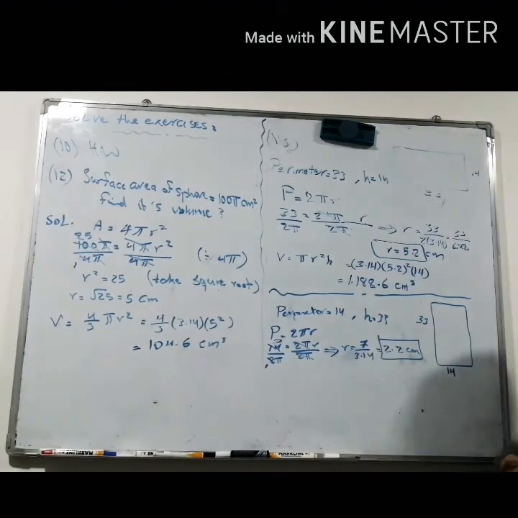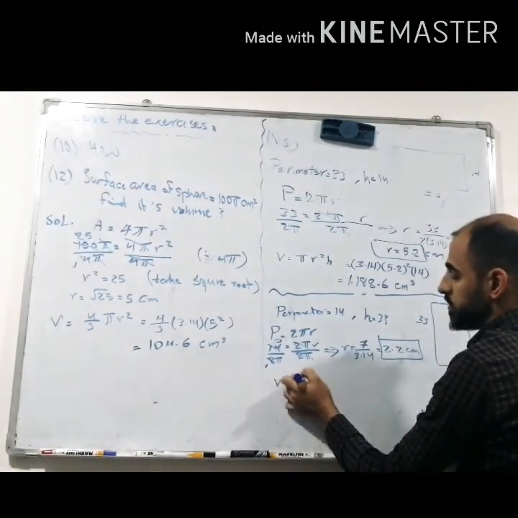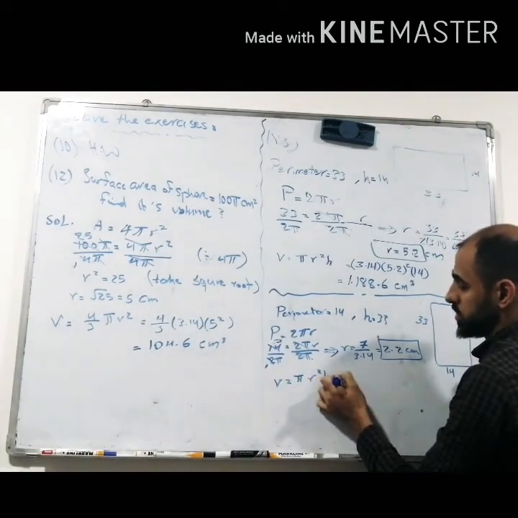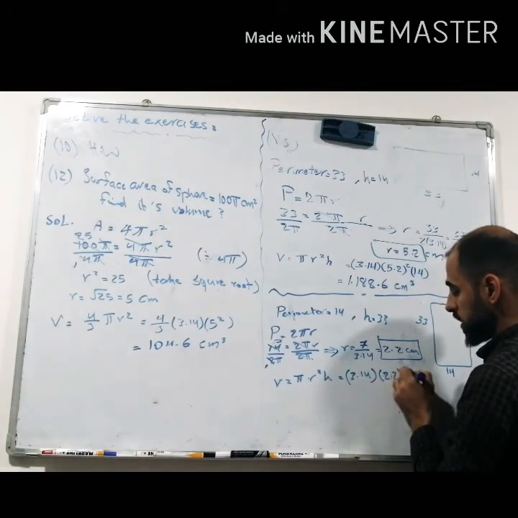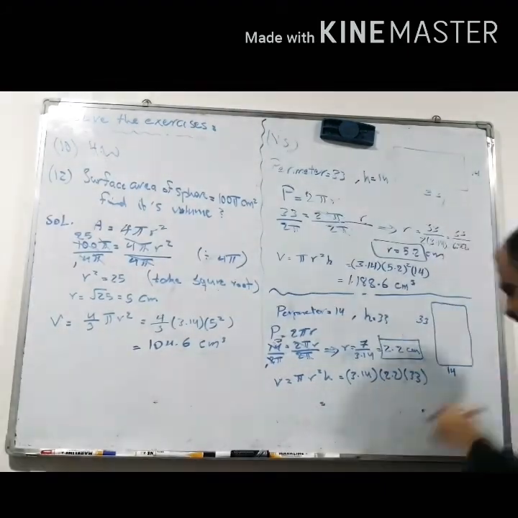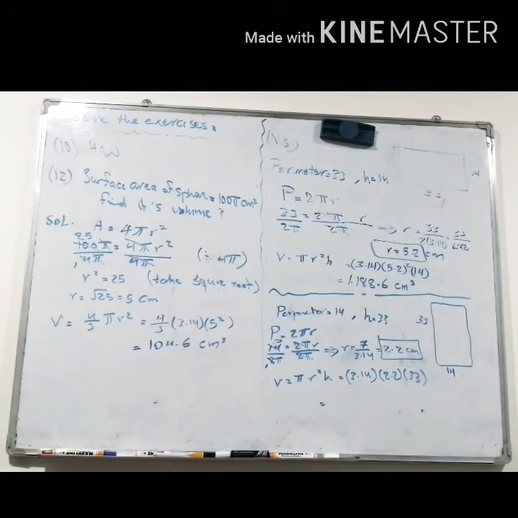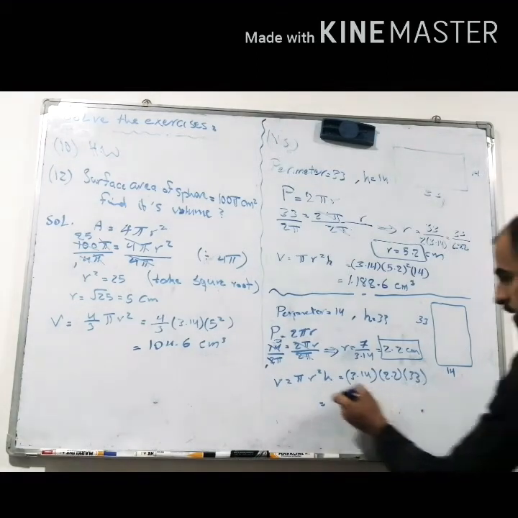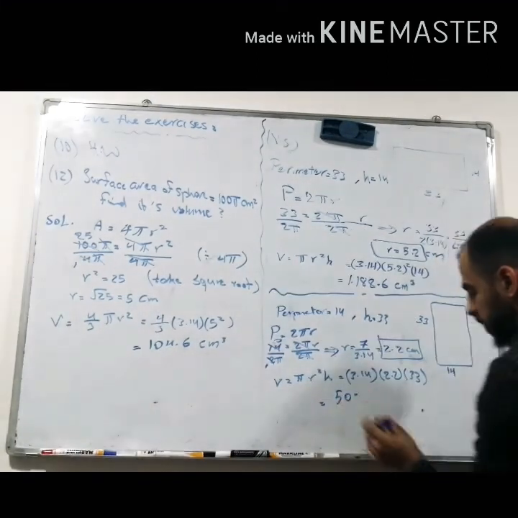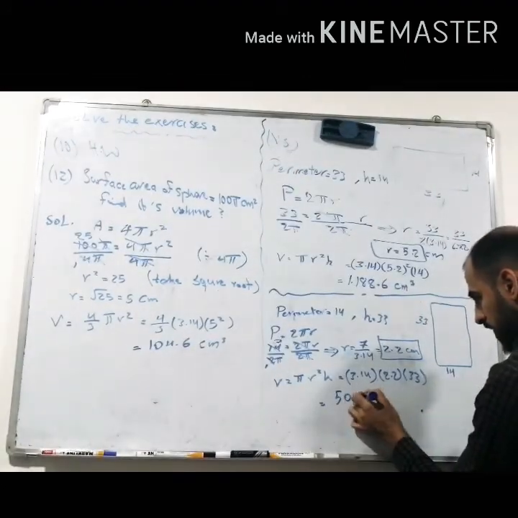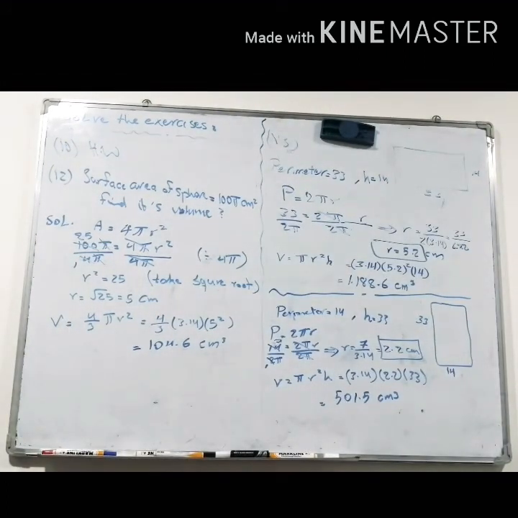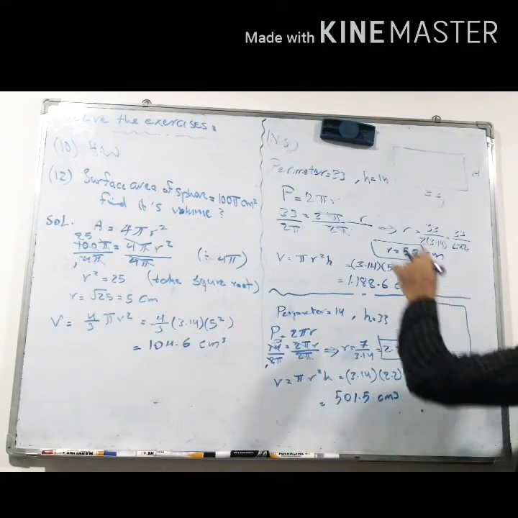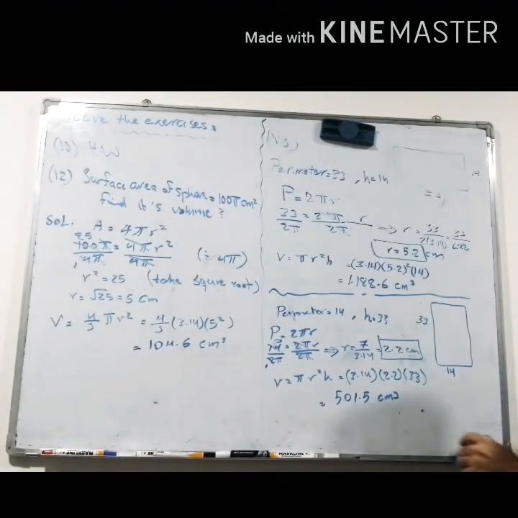This is the value of r. By using the law of volume, pi r to the power 2 h, pi is 3.14, r to the power 2 is 2.2, and h will be 33. The volume here will be 500.15 centimeter to the power 3. So in this question, the piece of paper which is rectangular shape will be put in two ways.